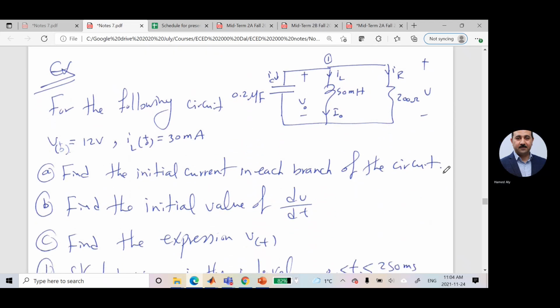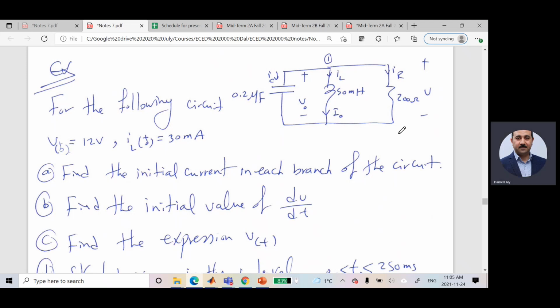This problem is covering everything related to the case. This circuit is parallel RLC. Is it step or natural response? It's natural response. So he gave me for the circuit that V of 0 positive is equal to 12, which means the voltage across this element is equal to 12. What is the voltage across this one? 12. And across this one? 12, because all of them are connected in parallel.